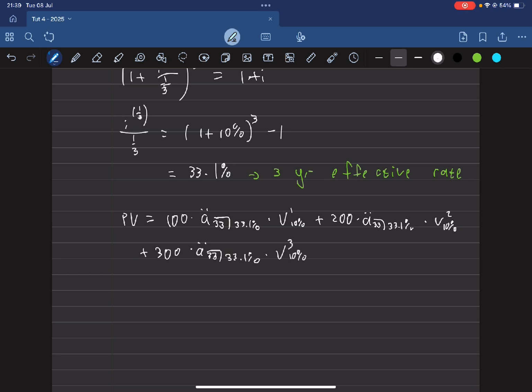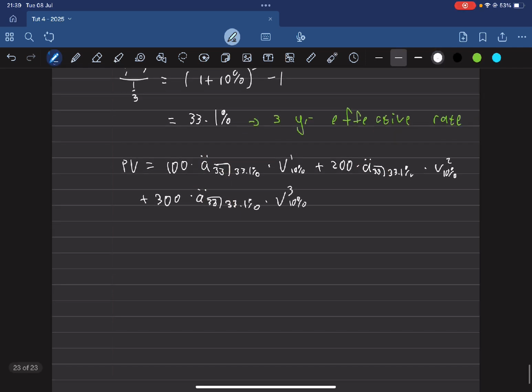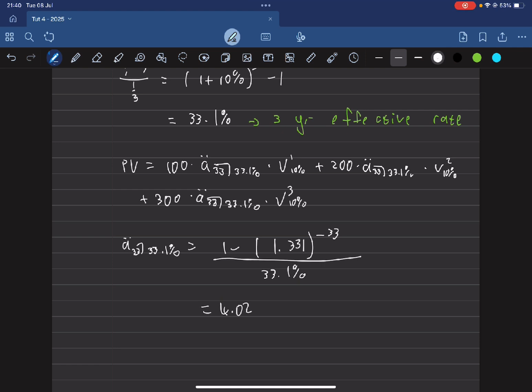Good stuff. So now we see we have this common factor. I'm just going to work out what it is once, and then we can sub it in a bunch of times. The present value annuity for 33 periods at 33.1% is going to be 1 minus 1.331 to the power of negative 33, over 33.1%. If we sub that into a calculator, it gives us 4.02, which I will store as A.